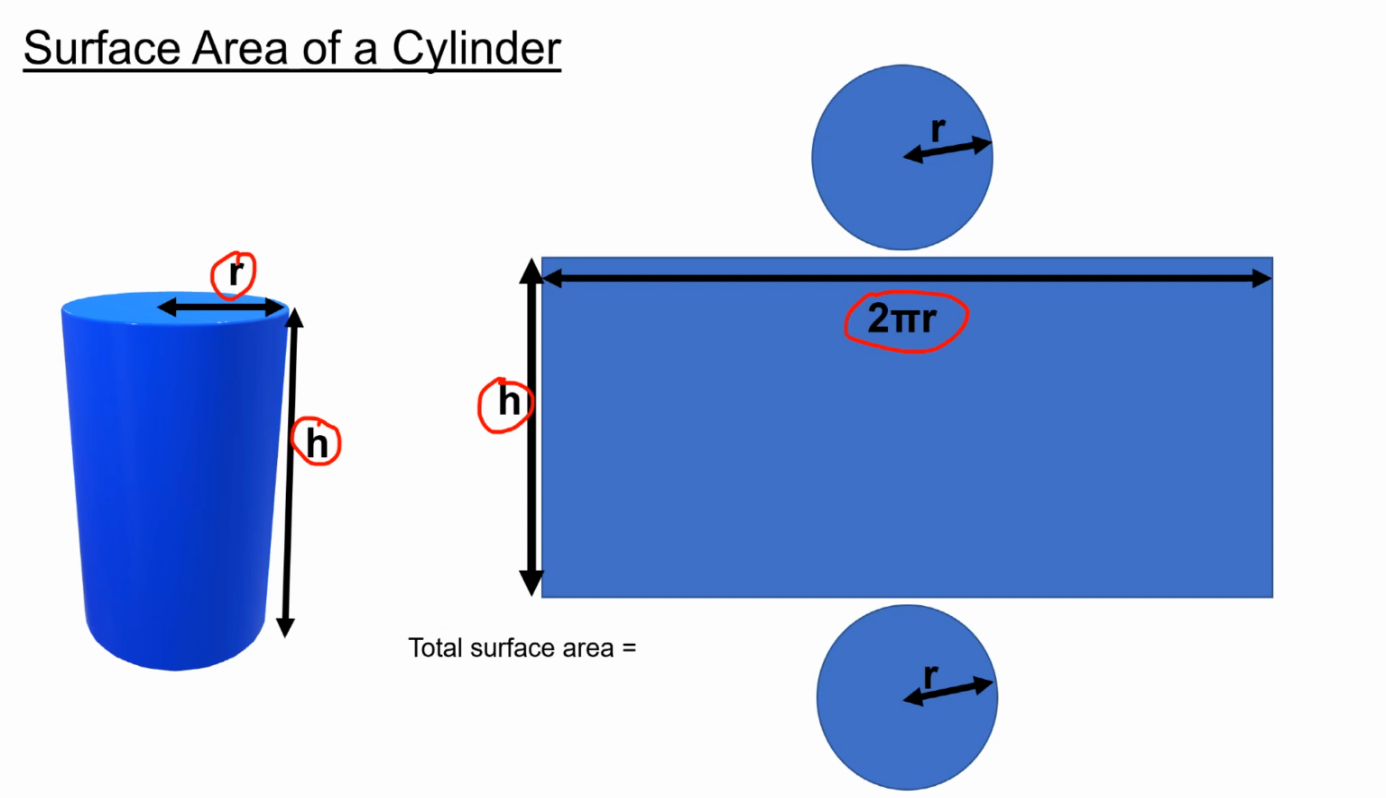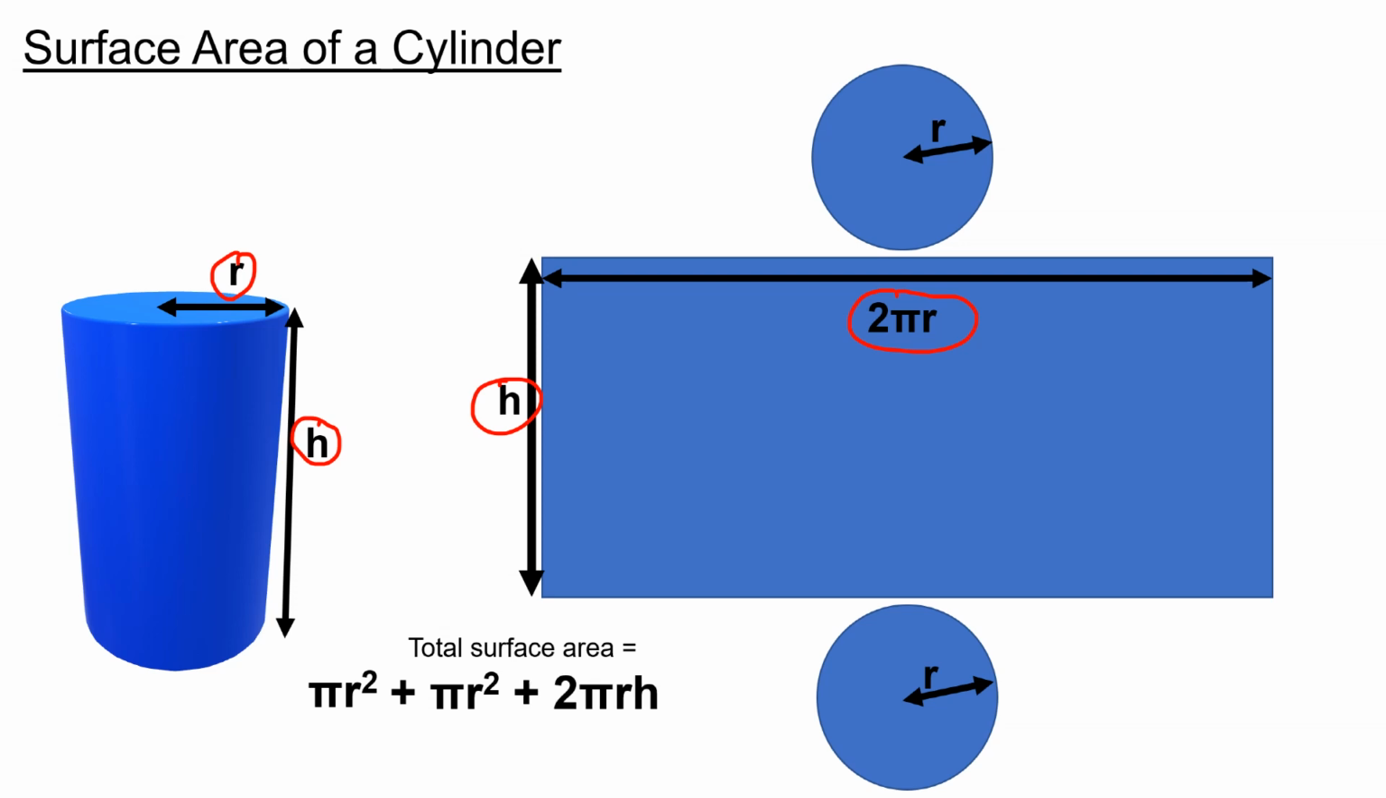So to work out the total surface area of the cylinder, I need to work out the area of these two circles, the area of the middle section, and then add everything up. So let's do that here and see what formula we come up with. So we have pi r squared for the top circle, pi r squared for the bottom circle. For the middle section, we have a rectangle where the length is 2 pi r and the width is h. So the middle section is going to have area 2 pi r length times h width. So that's going to be the formula.